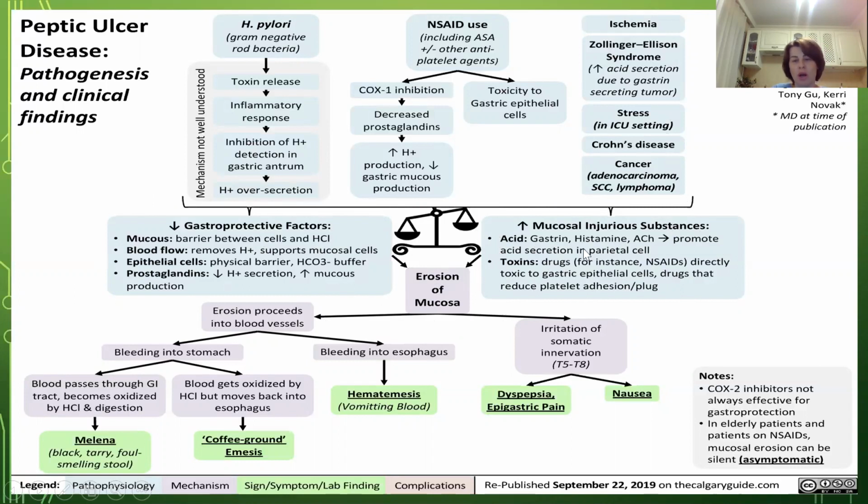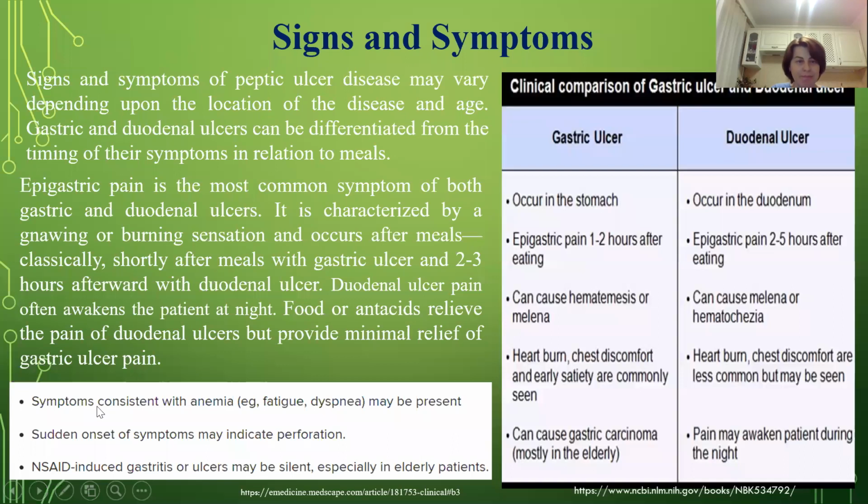If gastroprotective factors cannot cover different risk factors of mucosal injury, erosion of the mucosa will develop in the future. If the patient isn't treated or the mucosal injury is severe, erosion will become an ulcer and can cause complications in the future such as, for example, bleeding to the stomach or esophagus, irritation of stomach innervation, and others, which we will discuss a little bit later. Signs and symptoms of peptic ulcer disease may vary depending upon the location of the disease and age.